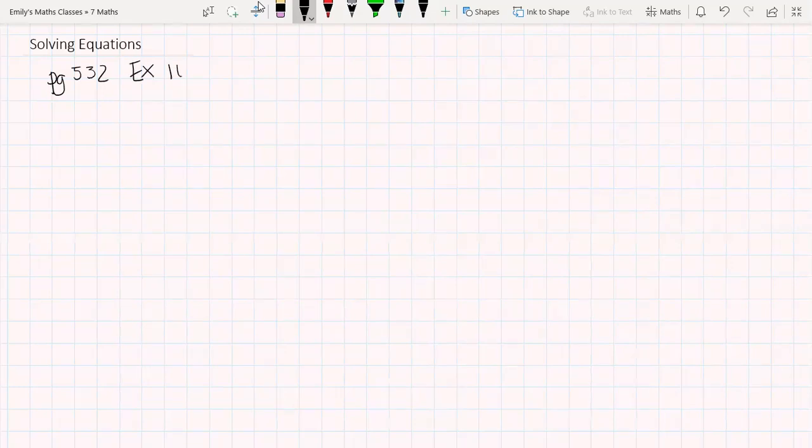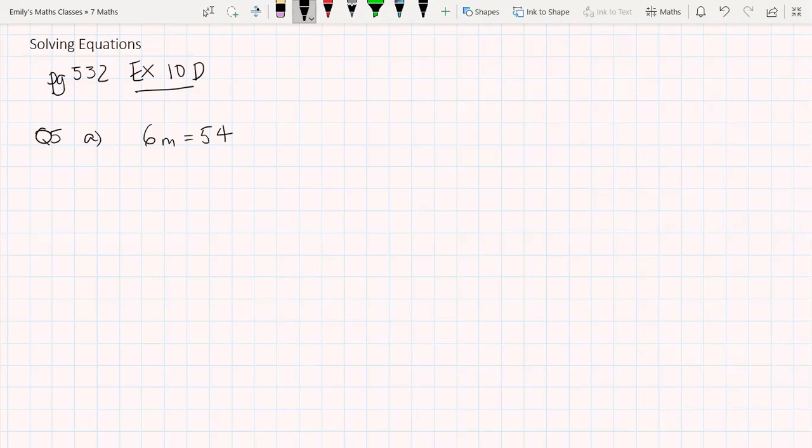Now the first question I'm going to look at is question 5, and these are what we call one-step equations. So let's have a look at 5A, 6m equals 54. Now these ones you can usually do by just looking at it and working it out. But let's have a think about what the actual process is so that you can do it when it gets more complicated.